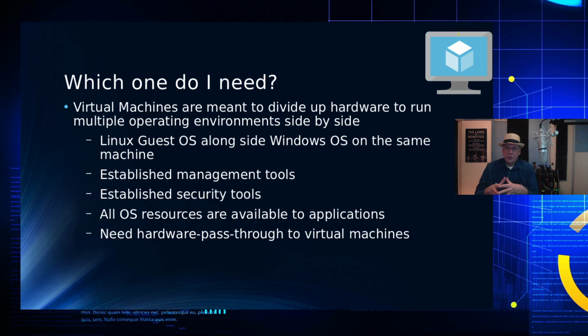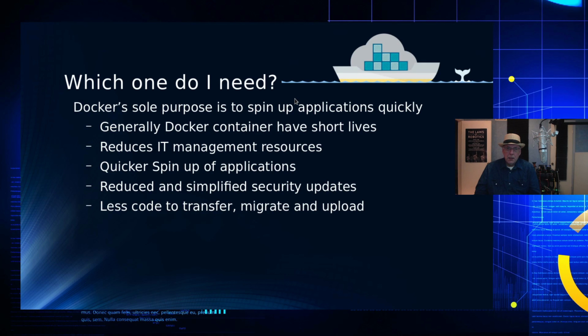So all OS resources are available to the applications. 100% of the resources that are attached to that box, you can deploy it into any of the virtual machines. And you can do pass-through. Now, pass-through means that I'm not sharing it anymore, I'm dedicating it to a virtual machine. So then you have containers, and I'm using Docker as the example.